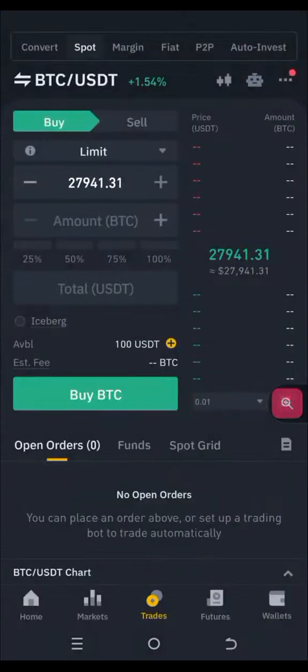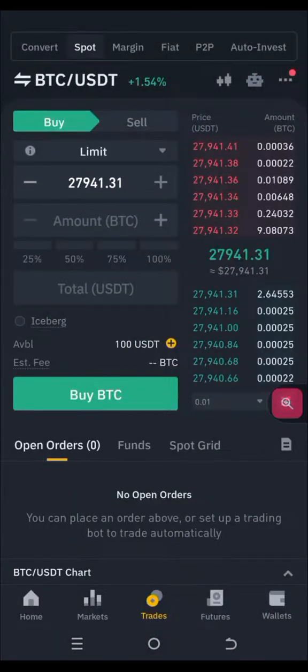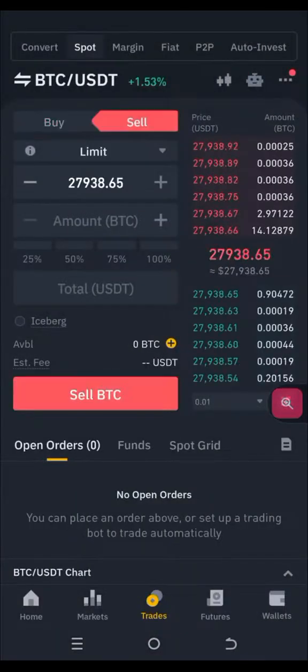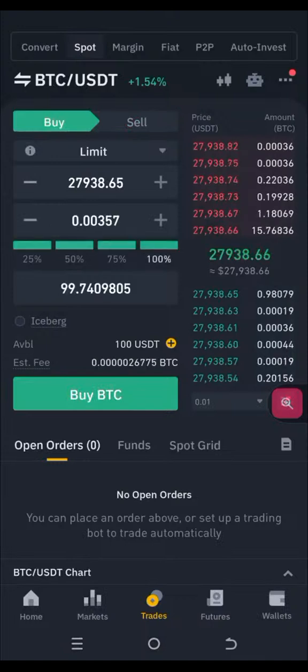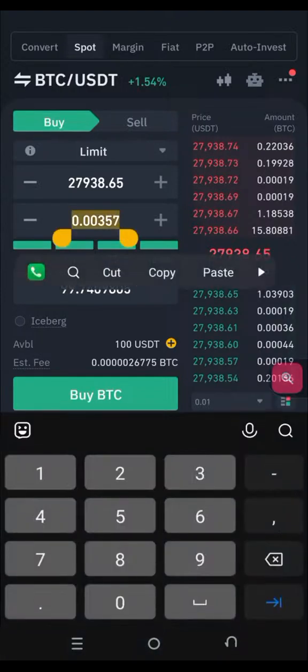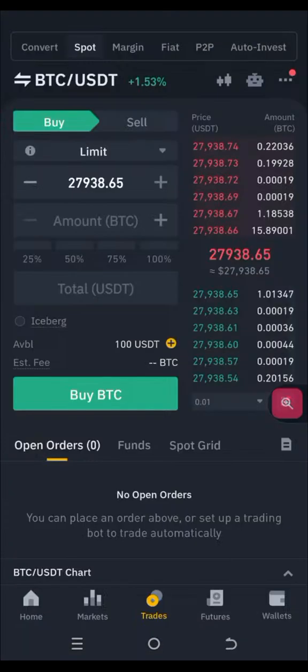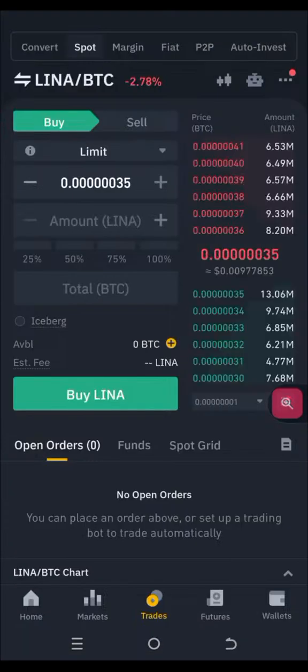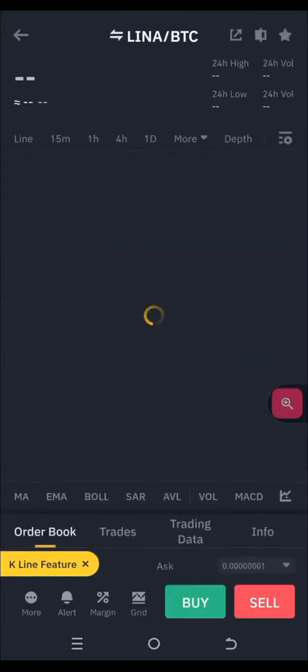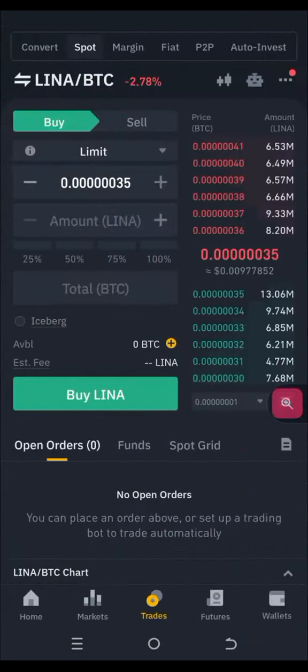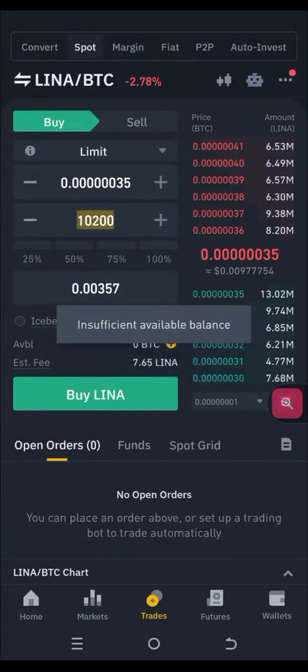So let's go over to BTC and then we're just going to pick up $100 worth and see how this is going to play out. Oh, it's only picking up 99.74. No problems, we'll work with that. Then let's copy it and go to Lena BTC. Where are you? All right, here it is. I hope this is going to work for us. Let's put that in here quickly and buy. Make it snappy. That's 10,200.